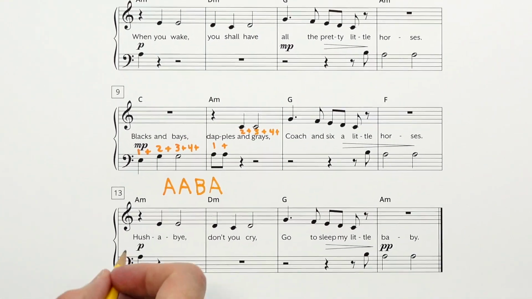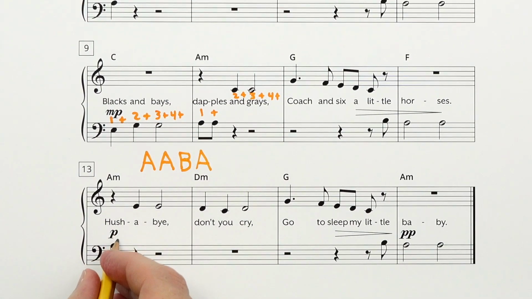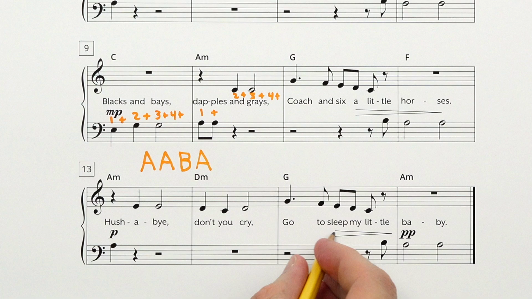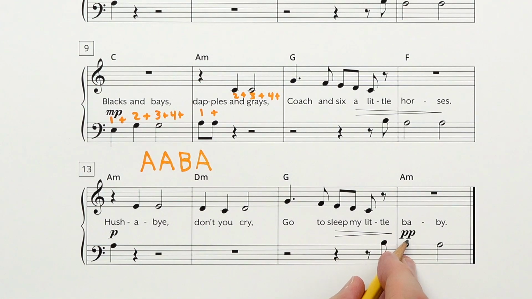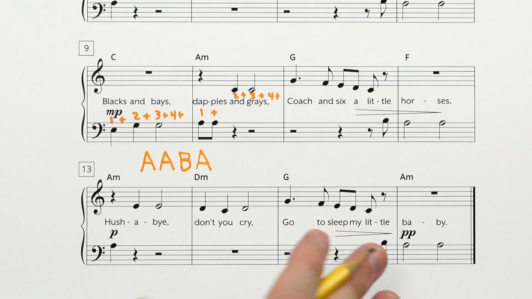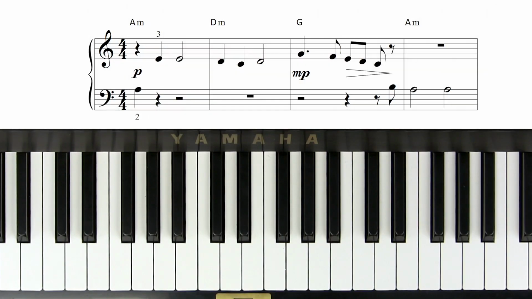The only difference this time is in the dynamics. Notice we start piano, we decrescendo down to a pianissimo. Remember, this is a lullaby, so you might be helping someone to fall asleep as you play, so we want to end very softly. All right, it's time to try the whole piece from the beginning.